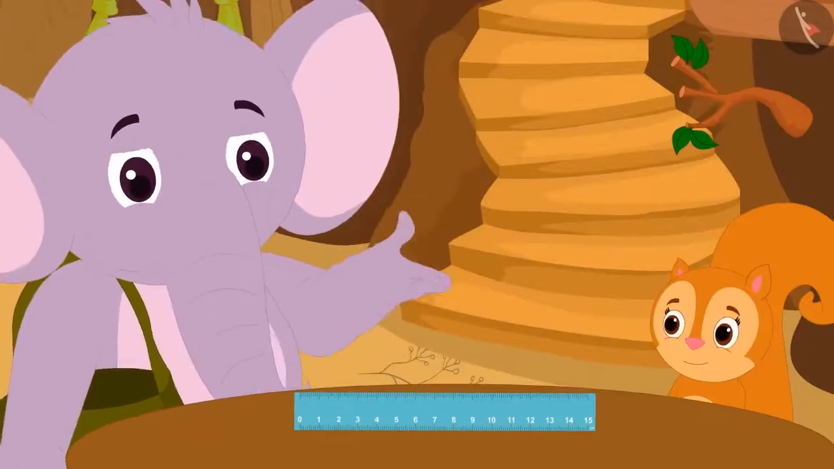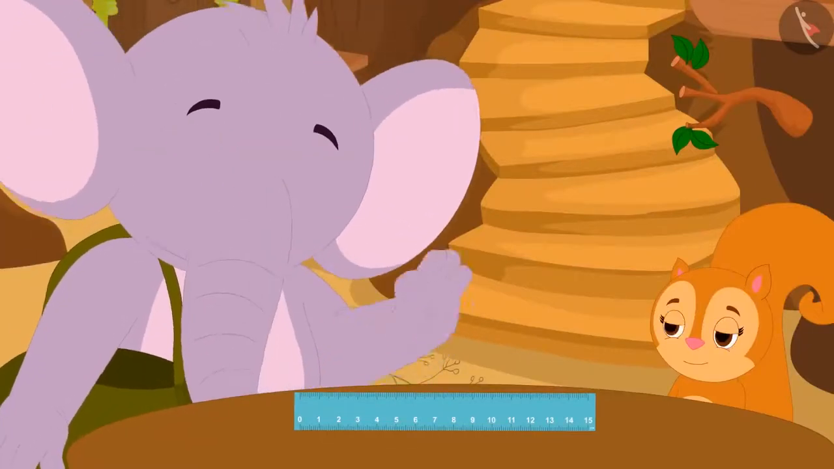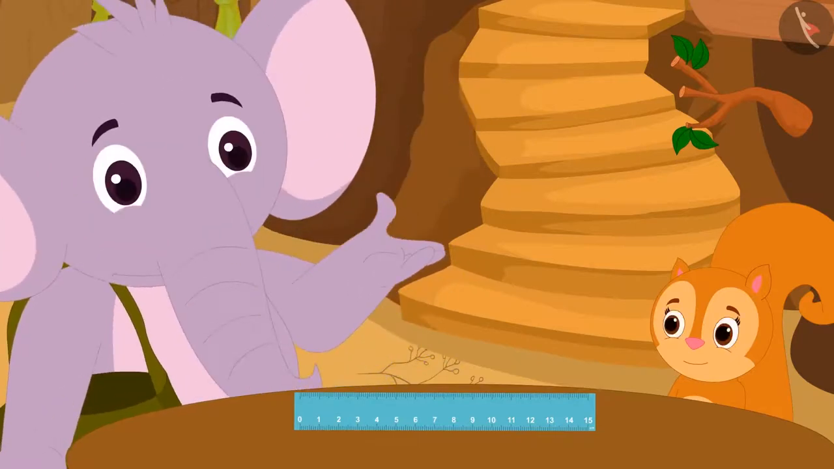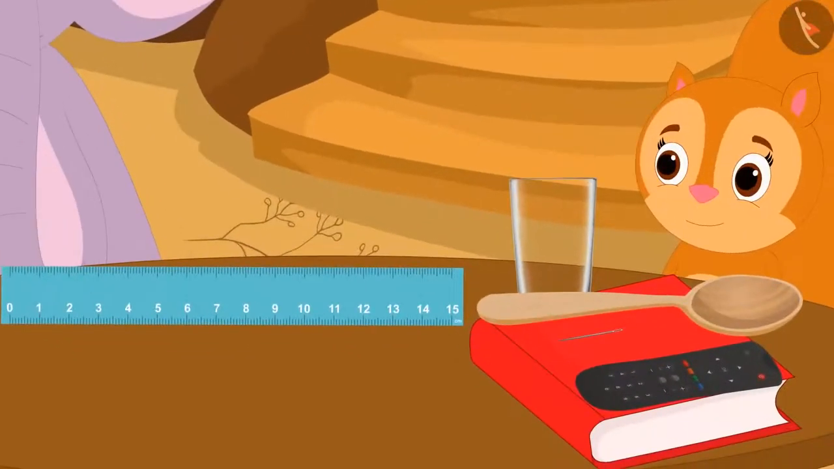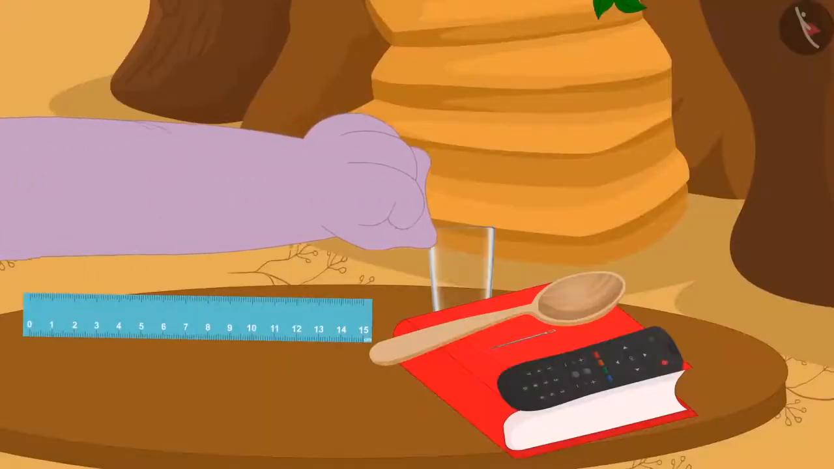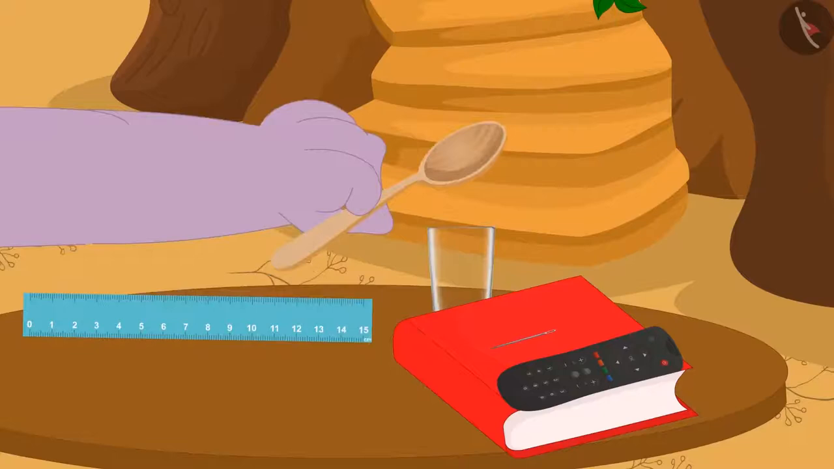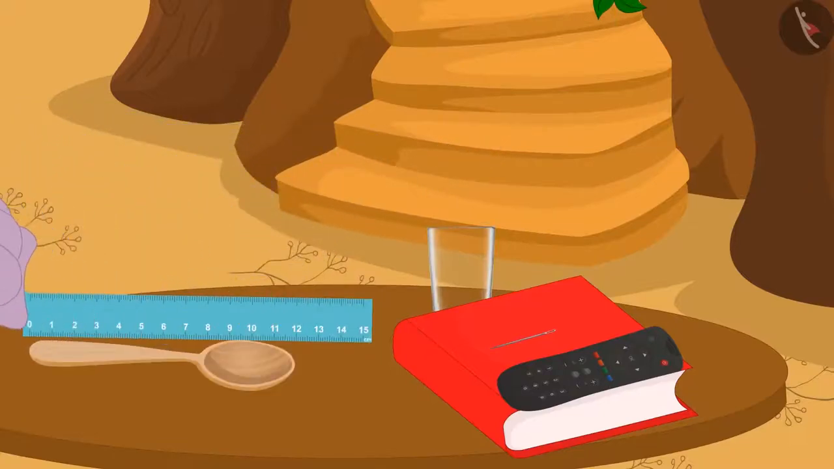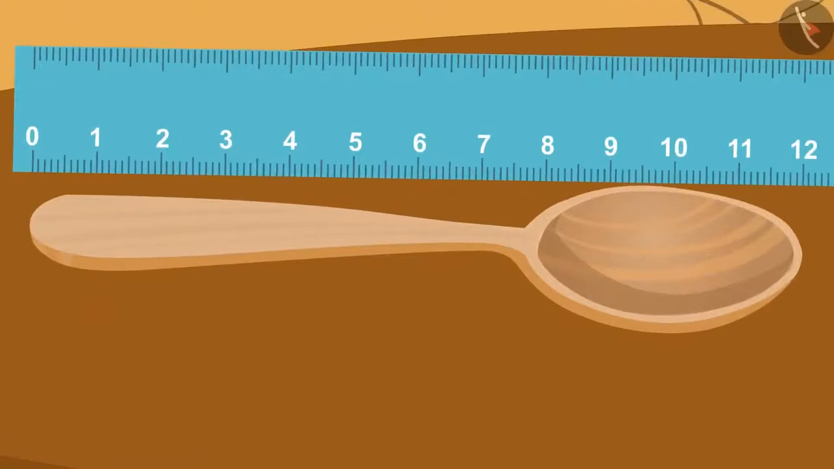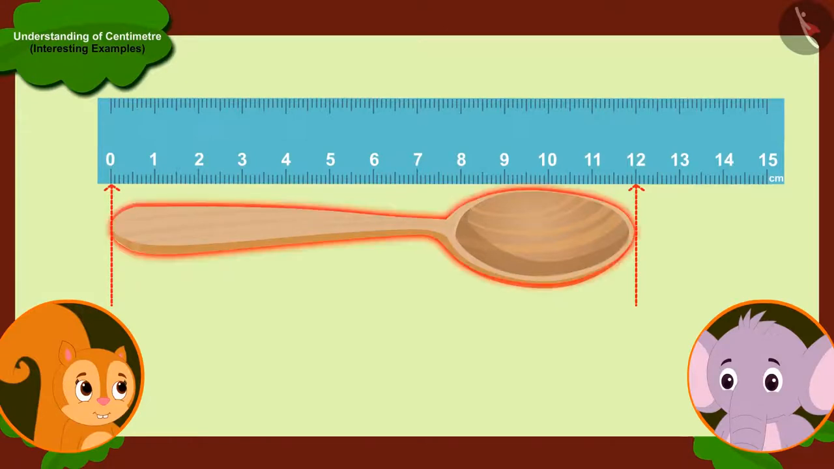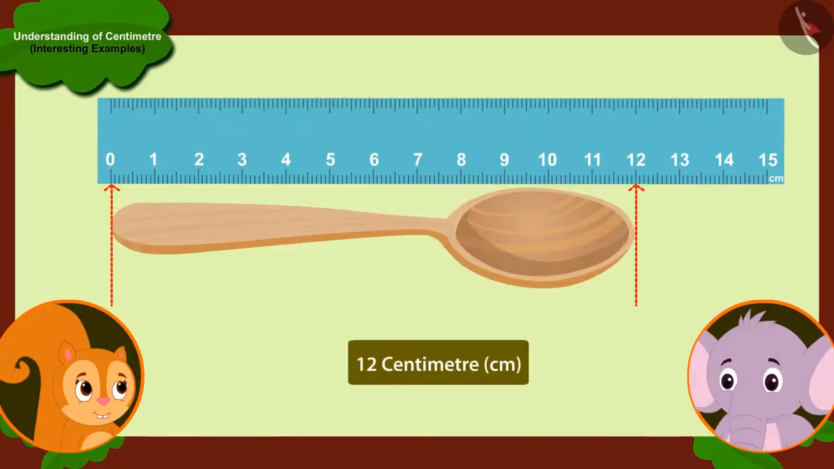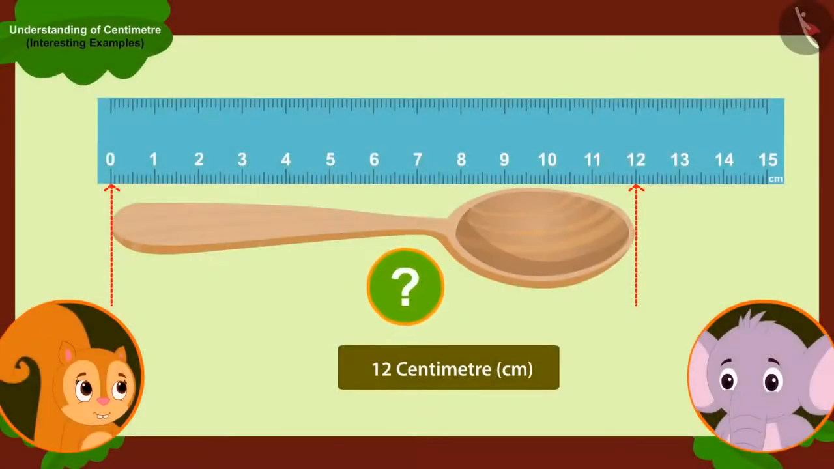Appu then asked Chanda to collect some items from her house whose length she wanted to measure. Chanda immediately collected those items and brought them. Appu first picked up a spoon of Chanda. He placed the spoon next to the ruler in this way and said, "Look, your spoon is 12 centimeters long." Chanda could not understand how Appu found this out.